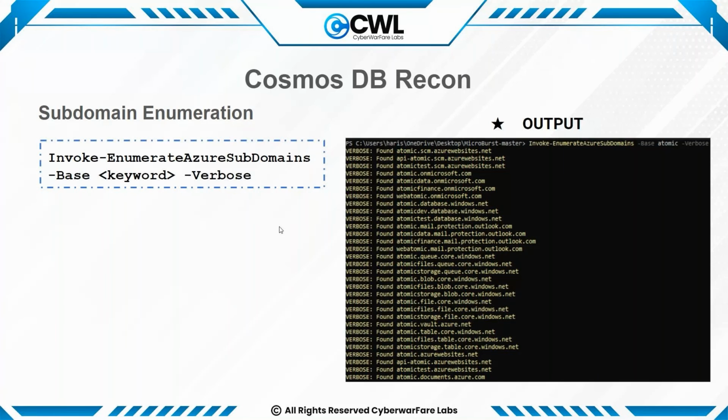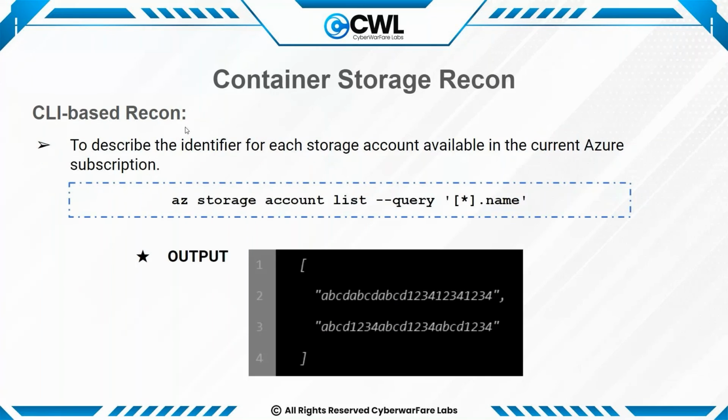Yeah, let's move on. So the next service we have is the container storages. To perform enumeration on container storage, we'll be using Azure commands. To run these Azure commands, you will need to install the Azure module for your command line tool. Once installed, you will be able to execute these commands seamlessly, or you can also use the Azure console CLI.